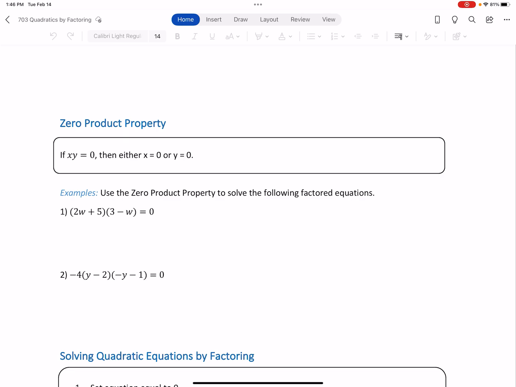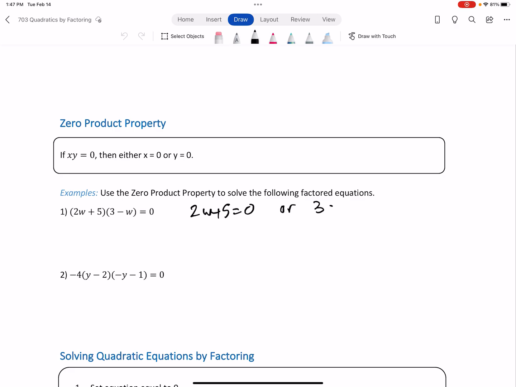Suppose we have this equation that's factored, 2w plus 5 times 3 minus w, and we know it equals 0. Then what I know is that either 2w plus 5 is 0 or 3 minus w is 0. This isn't true if it was equal to some other number. If it was equal to 6, I could have that the first one is 1, the second one is 6, the first one is 2, the second one is 3, right? So this only works when that right-hand side there is a 0.